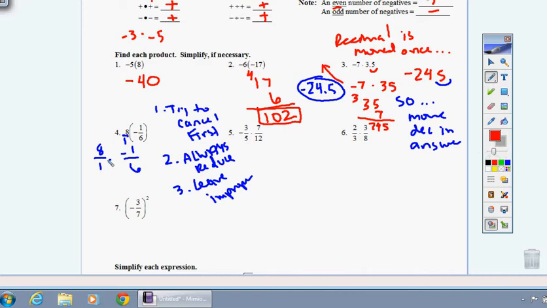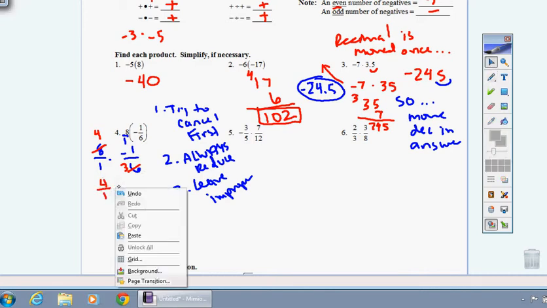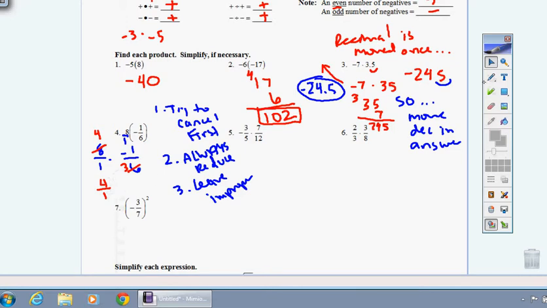So I can't reduce 8 over 1 necessarily, but I can reduce the 8 and the 6. Both are divisible by 2. So I can make that a 4, and I can make this a 3. So really we have 4 over 1 times negative 1 over 3. So what I just did is I cross-reduced. When you're multiplying, you don't only have to reduce right here. You can reduce with these two and these two as well. So I have 4 over 1 times negative 1 over 3.